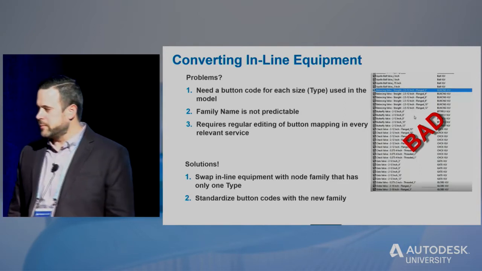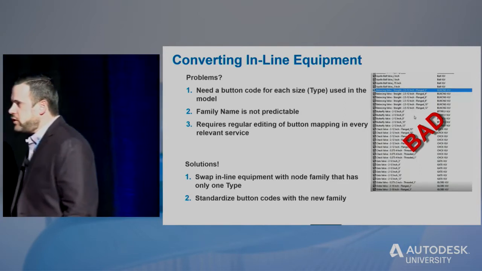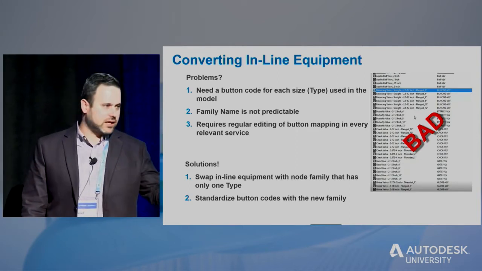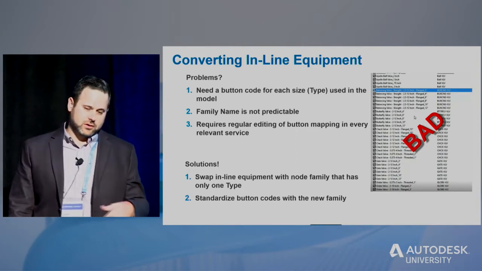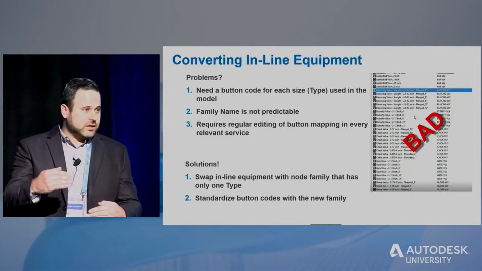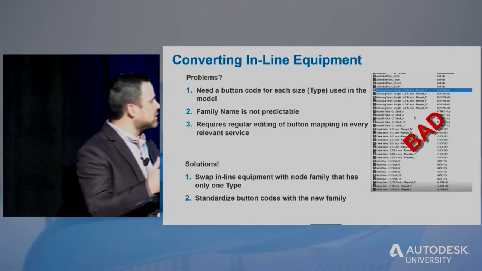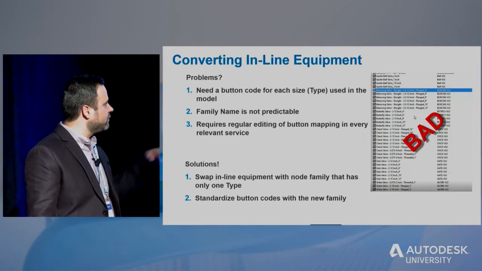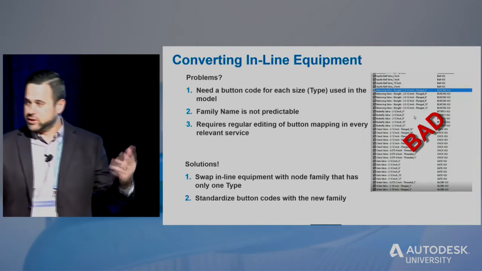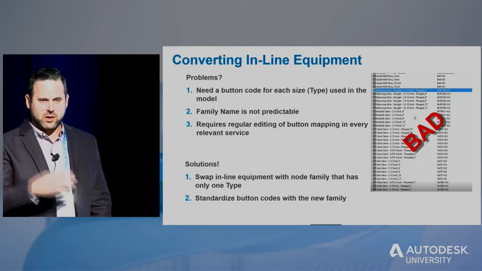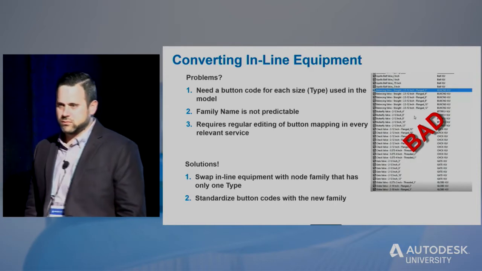So if you have project-specific services, you're going to have to get into the Revit model, maybe build a schedule, figure out what valves are in this project, and then go back to the fabrication database and manually build a set of button codes in that service in order to make this workflow work.